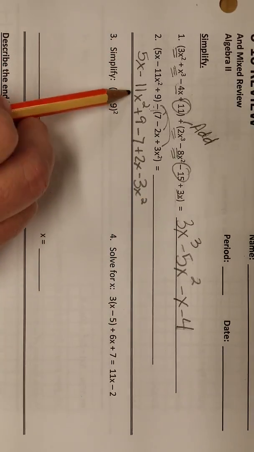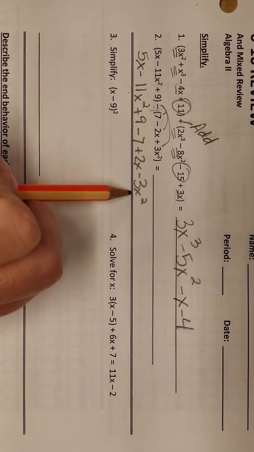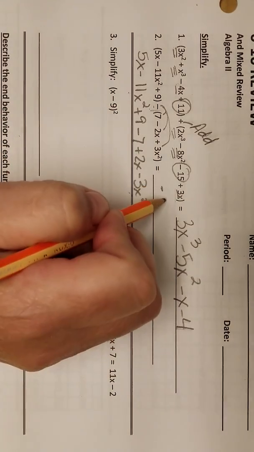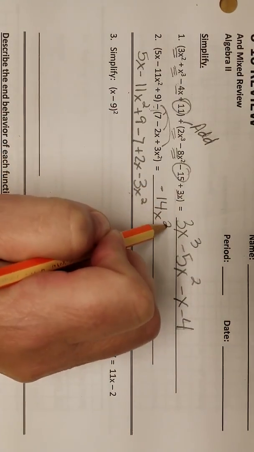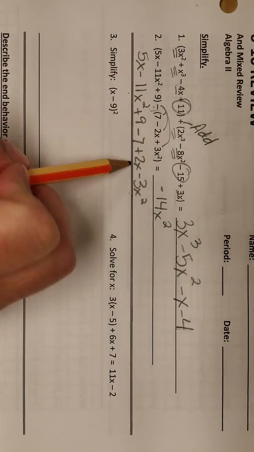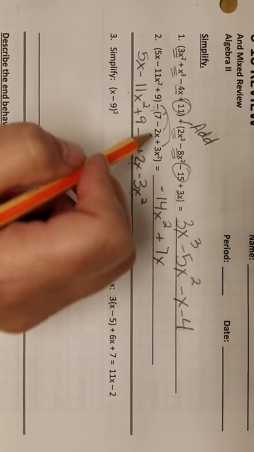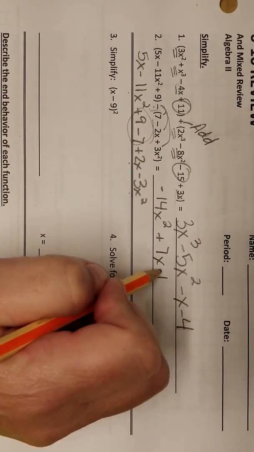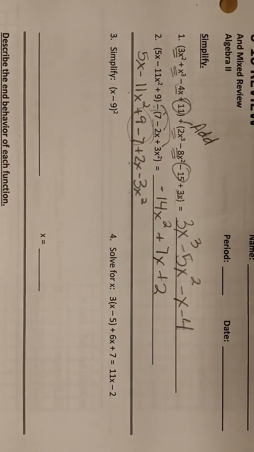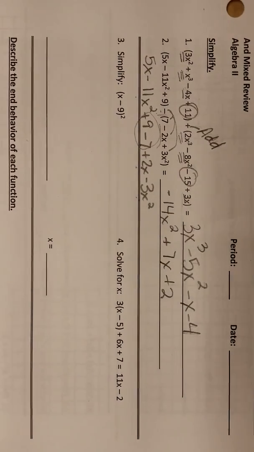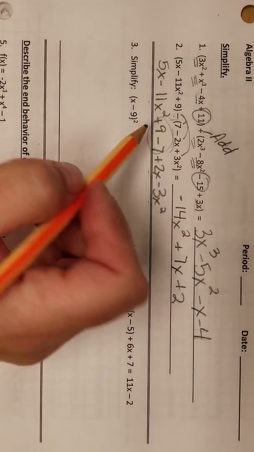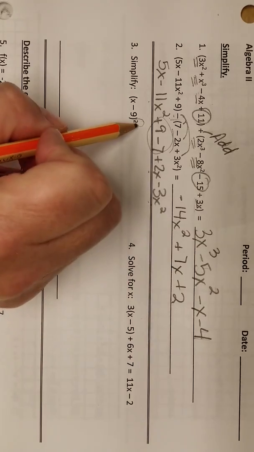Combine like terms, you have a negative 11 and a negative 3x squared for a negative 14x squared. A 5x plus a 2x gives you a 7x, and a 9 minus 7 gives you a positive 2 for that.